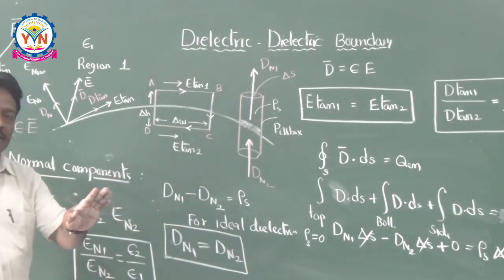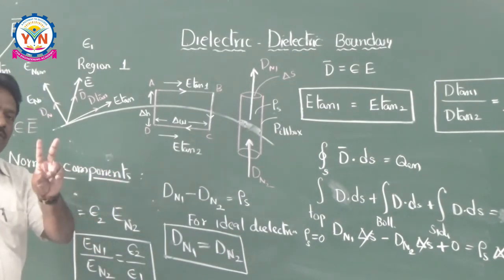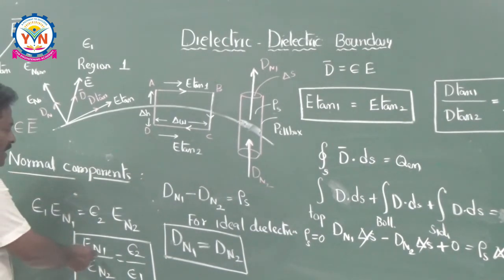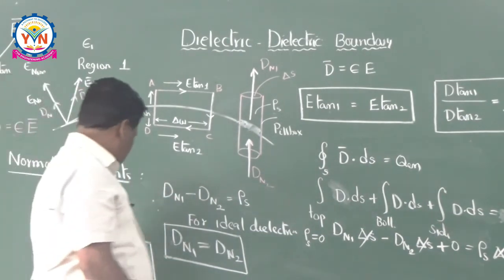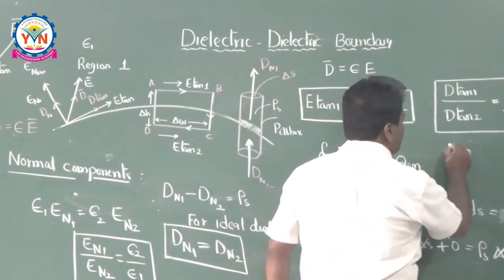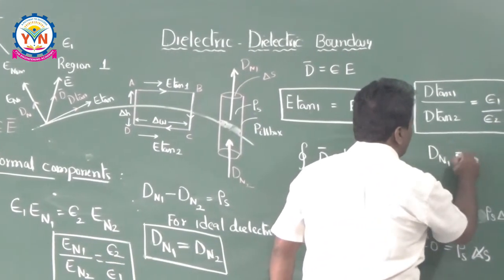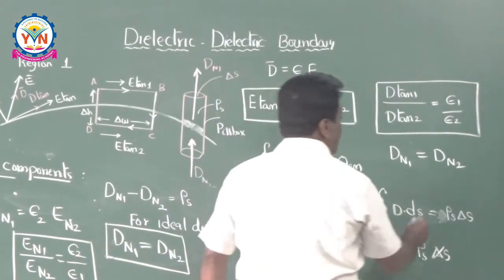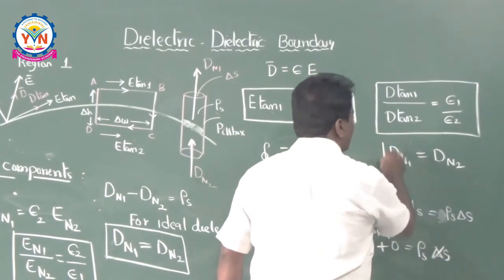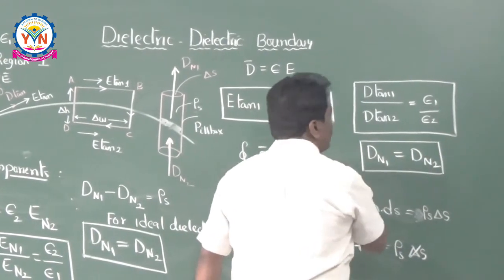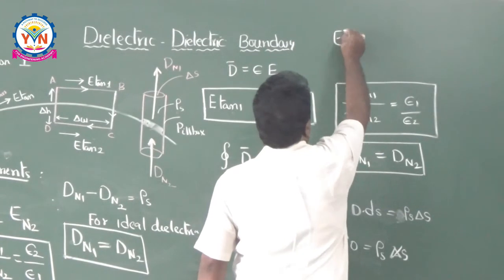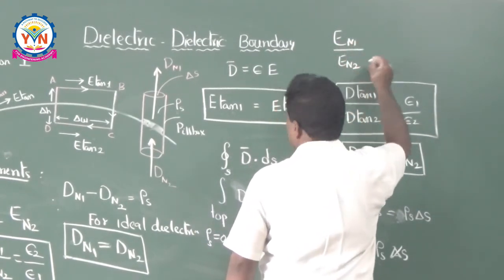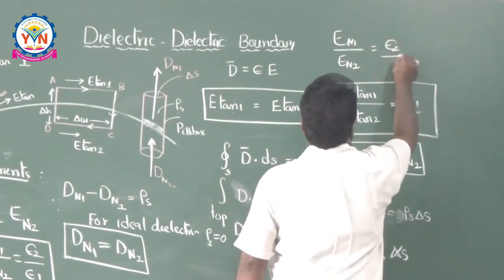If you think carefully, in this discussion there are two continuous components and two discontinuous components. Just for your clarity, I can write this here. The next condition is Dn1 is equal to Dn2, and the second one is En1 by En2 is equal to epsilon 2 by epsilon 1.